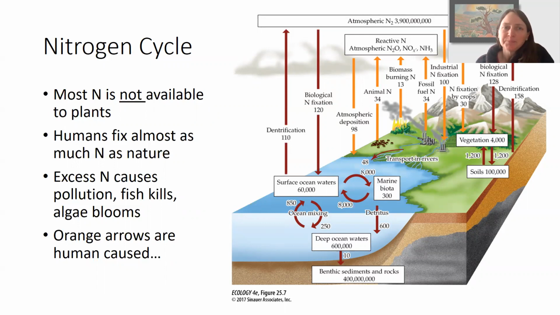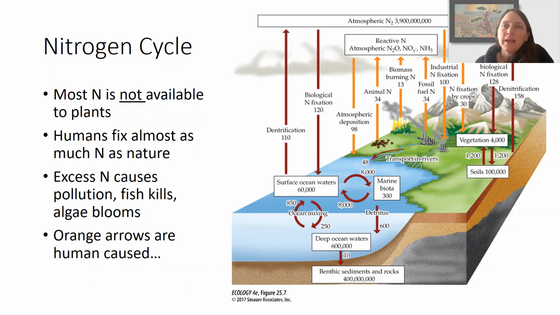What you can also see is that the orange arrows are human-caused changes to fluxes. So the arrows are fluxes, the boxes are pools, and the orange arrows are things that humans have influenced or are influencing. And you can see there are large numbers associated with these orange arrows. Humans, through things like industrial fixation, and basically the creation of fertilizer, nitrogen fixation by crops, fossil fuel use, burning, animal nitrogen, are really changing the fluxes of nitrogen on Earth.